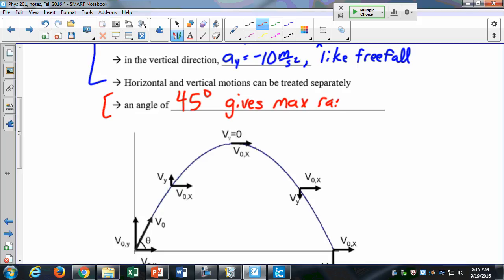You ever try to spray somebody with a water hose and they run away from you? If they run away from you, what do you do? You go at a bigger angle and then it goes farther. But at some point, you go too high of an angle and it starts to come back towards you again. So there is a place where we get maximum range. You can try that and you'll find that it is 45 degrees.